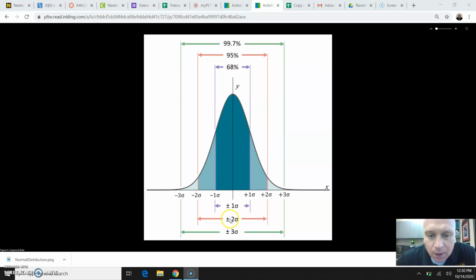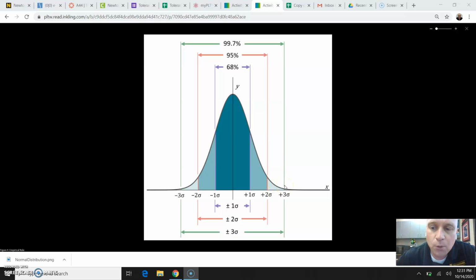Now, if we go from the mean value and we add two standard deviations and subtract two standard deviations, 95% of the values should fall within two standard deviations of the mean. And the same goes for three standard deviations. So if I take my mean and again I add three standard deviations to it, and then I subtract three standard deviations from it, 99.7% of our data should fall within three standard deviations of the mean.